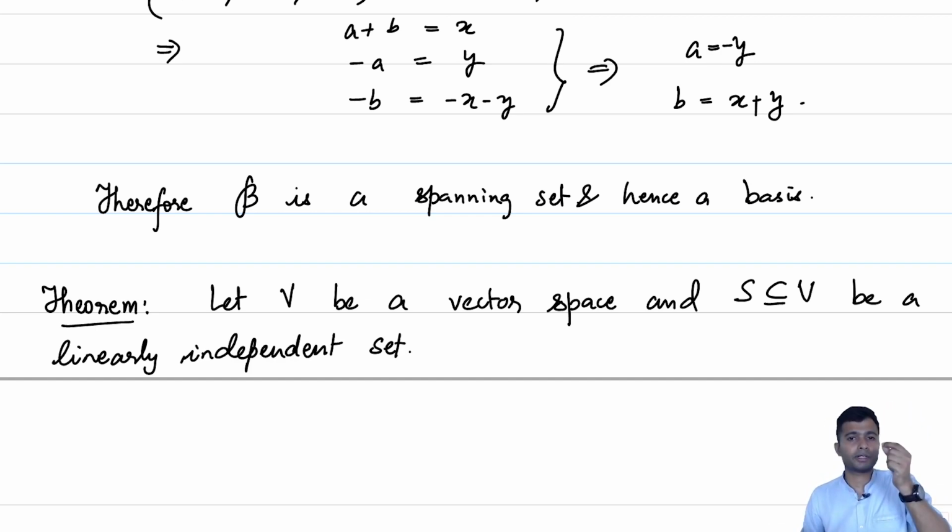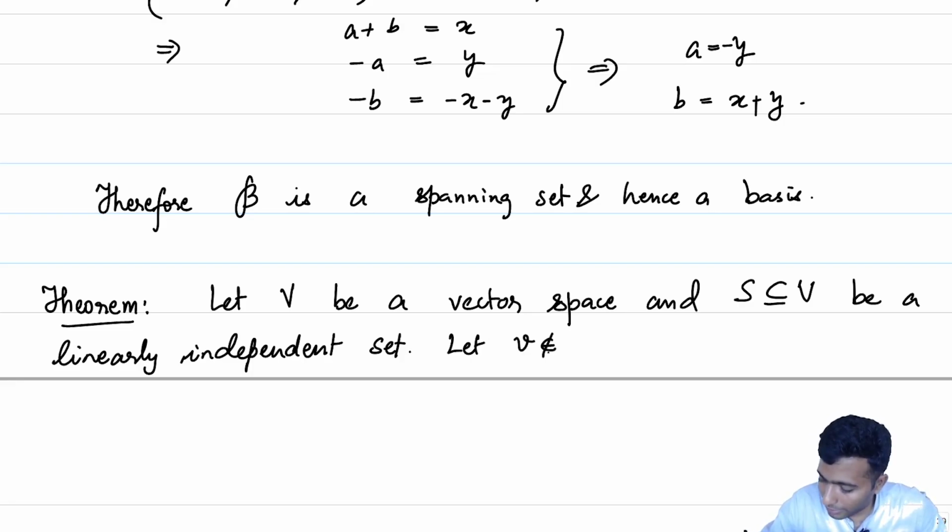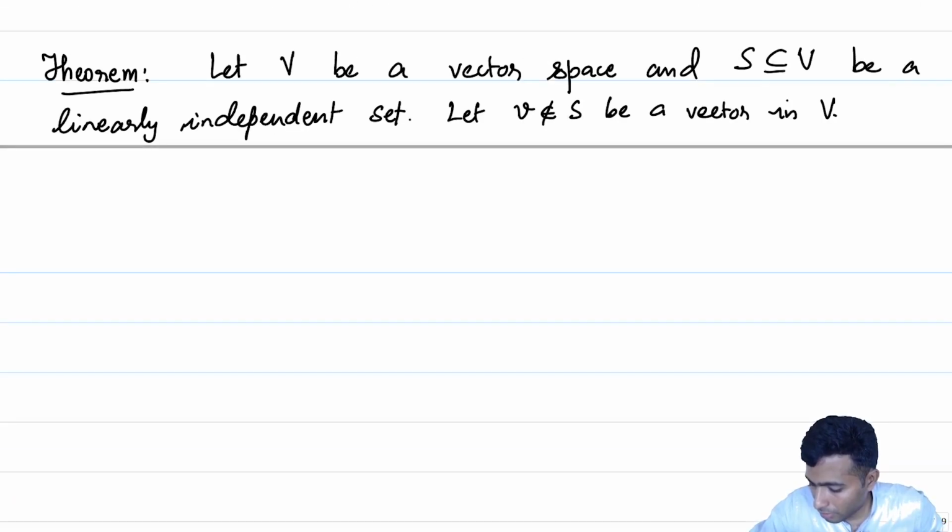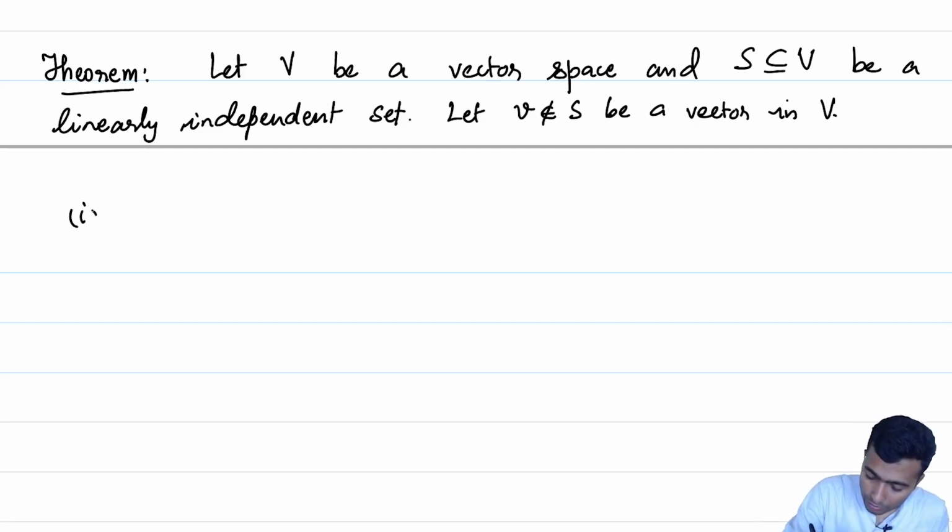Also, let us pick some vector V in the vector space capital V, which is not in S. So, let V not in S be a vector in capital V. Now, two cases can happen: either V is in the span of S or V is not in the span of S. Let us consider both these cases separately. So, if V is in the span of S, let us see what happens then.